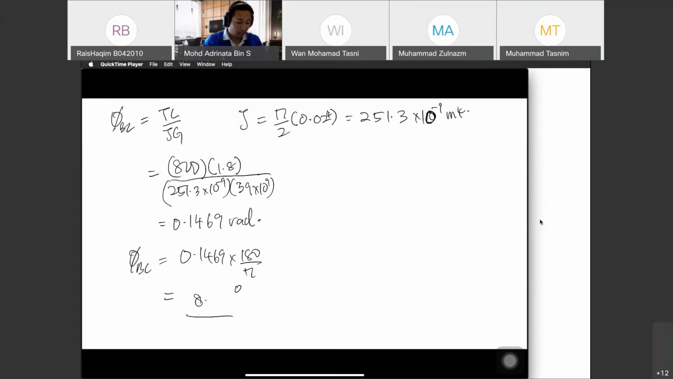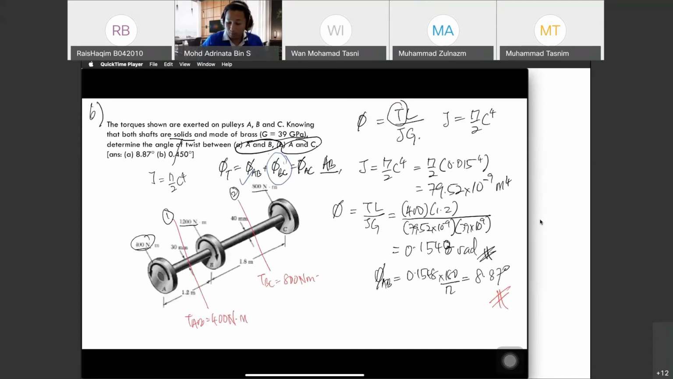Eight point four... 416, 417, belum ni 42.